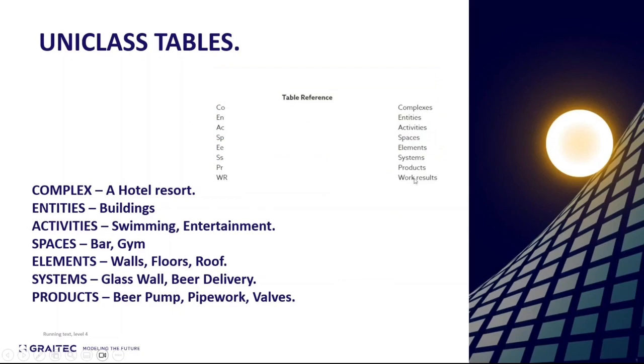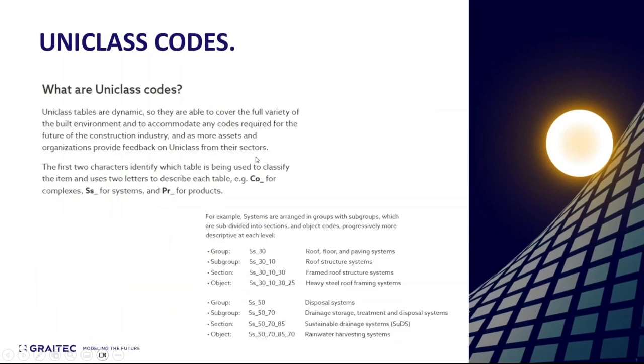And these entities are defined via codes. So conveniently, we can describe something with a code, CO for complexes, EN for entities, and so on. So we can describe whether it's a complex or entity via these codes. And the amount of information that's presented, how detailed the information is, is defined by the code.